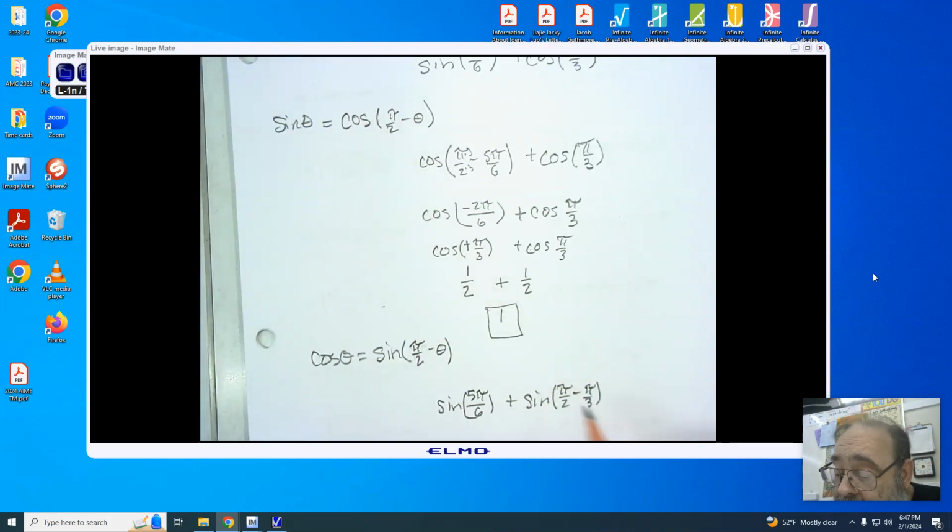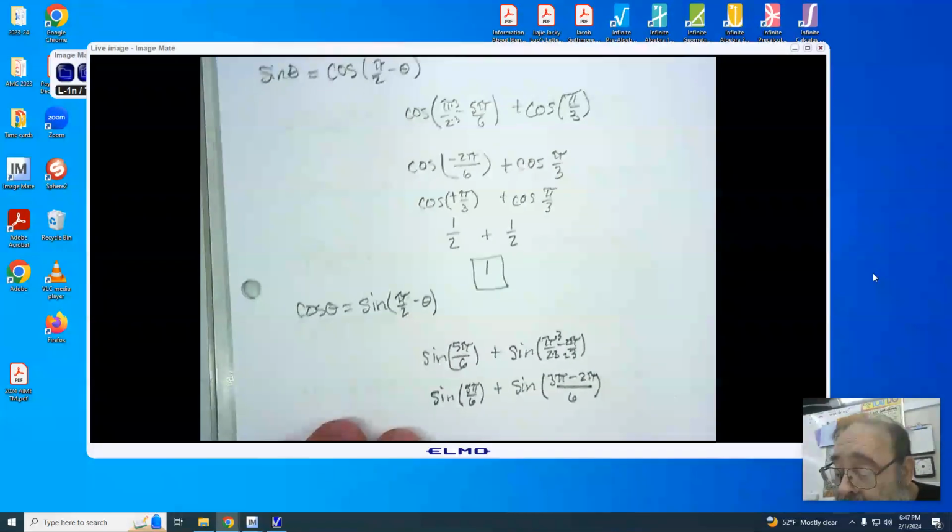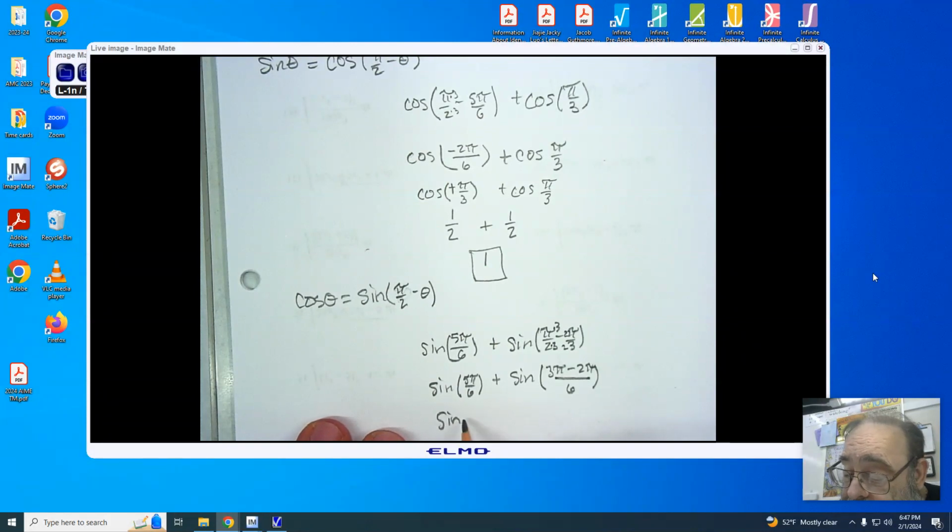Now that means that I'm going to have to multiply the pi over 3 times 2 over 2 and the pi over 2 times 3 over 3. This is going to give me the common denominator of sixths. And I will have 3 pi minus 2 pi all over 6 plus the sine of 5 pi over 6. I now have the sine of 5 pi over 6 plus the sine of pi over 6.